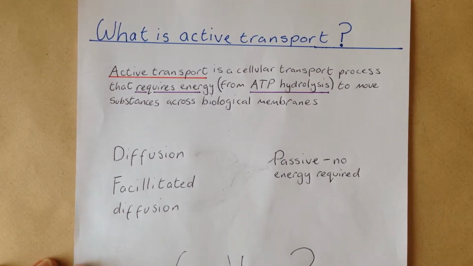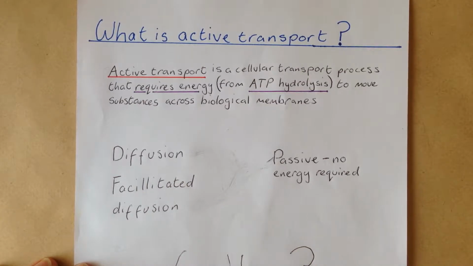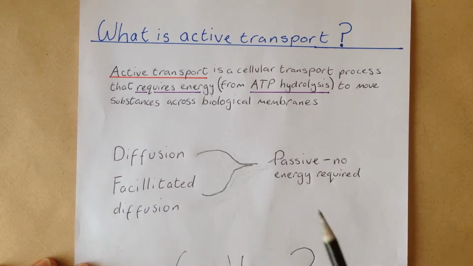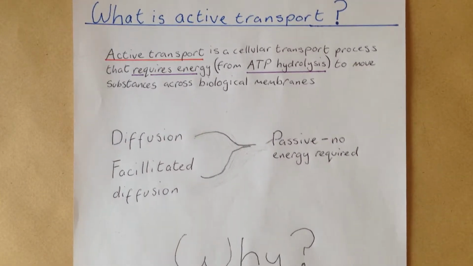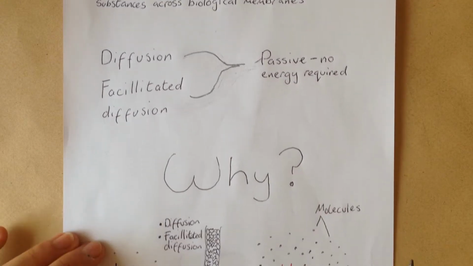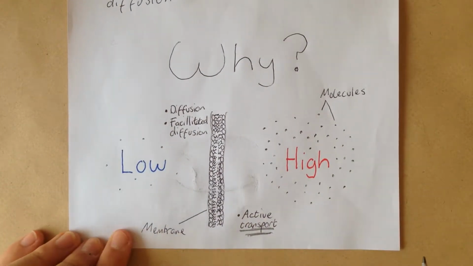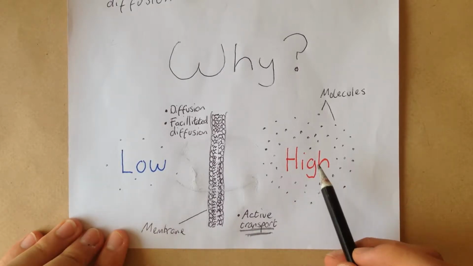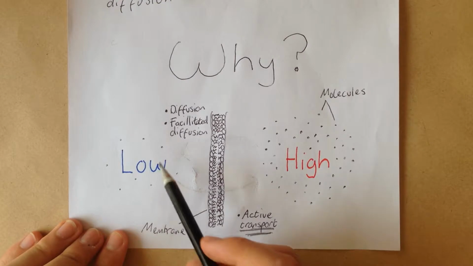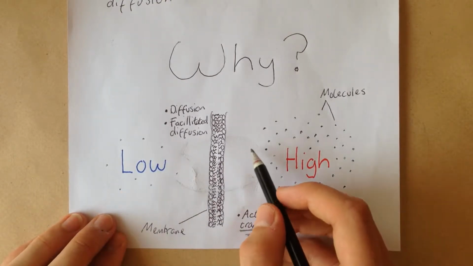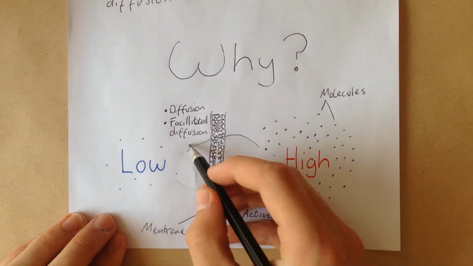But when we think about other transport processes like diffusion and facilitated diffusion, these are passive and do not require energy. So why, when we have these processes that don't require energy, do we need active transport, which does require energy? Well, with diffusion and facilitated diffusion, we get the movement or transport of molecules from an area of high concentration to one of low concentration. Or in other words, we get a movement of molecules down their concentration gradient.